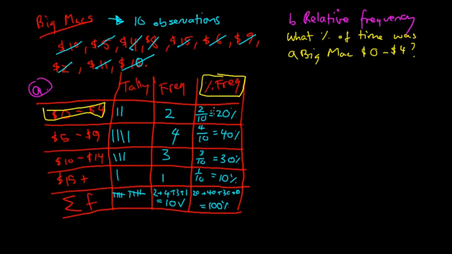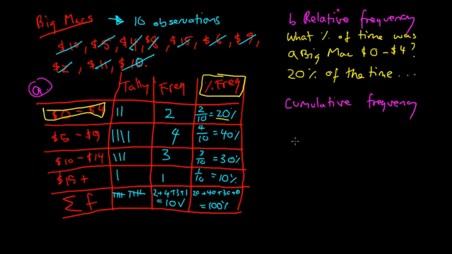And then we'll just purely read off our table, $0 to $4, percentage frequency 20%. So we can say 20% of the time a Big Mac cost between $0 to $4. So that's example 1, relative frequency. The other thing which we may be asked to do is something known as cumulative frequency.